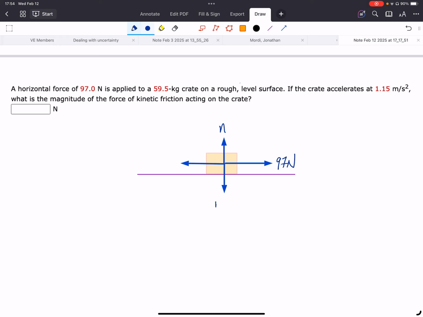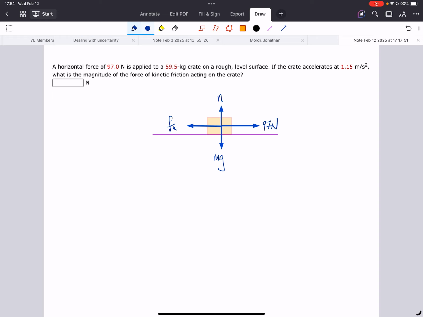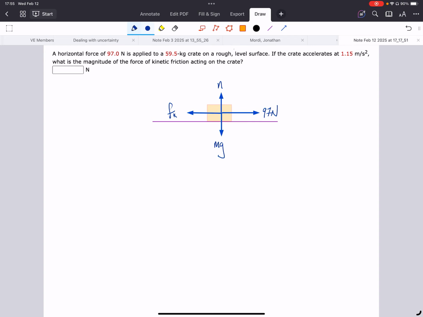We don't know the normal force, but we do know the mass of the crate, and we'll just label that arrow as F for friction. Actually, let's label it F of K because we know that it's sliding, so it is kinetic friction, and that's what we're trying to find. I don't know how to find that, so what should I do? Well, don't panic. We have a process. We follow the same process every time, every question.